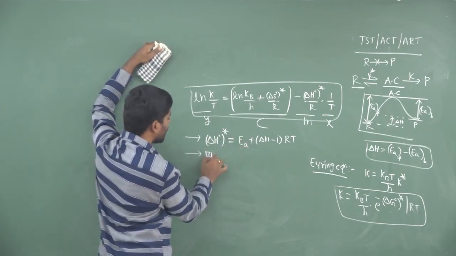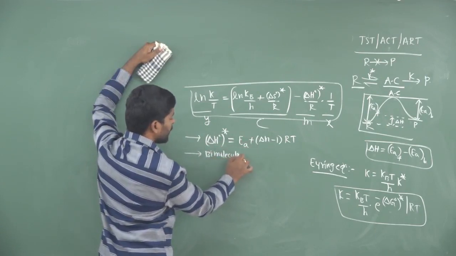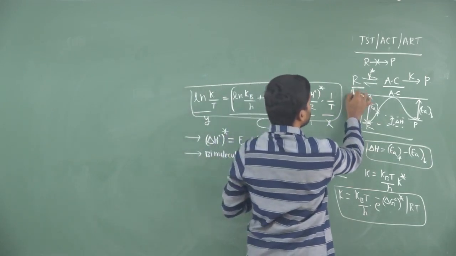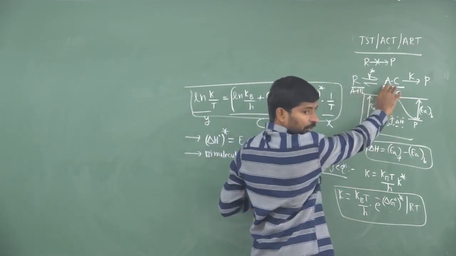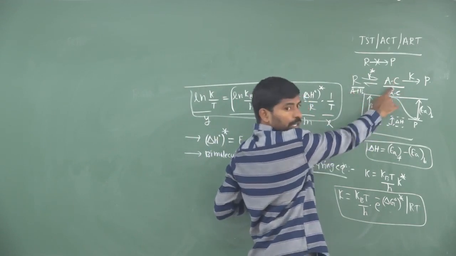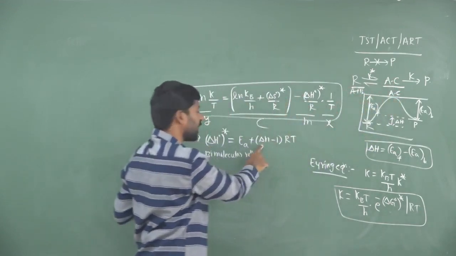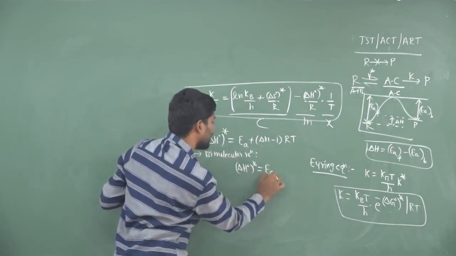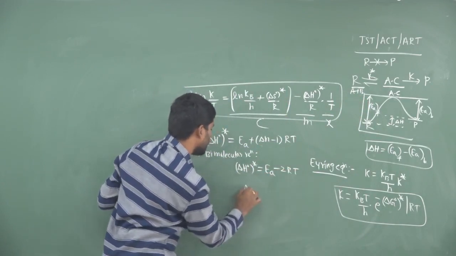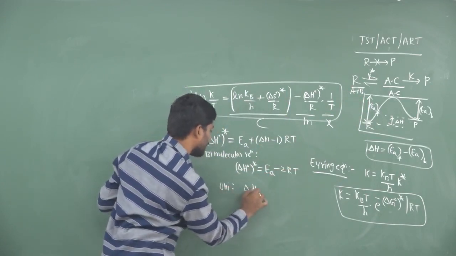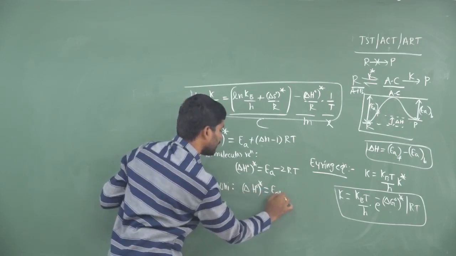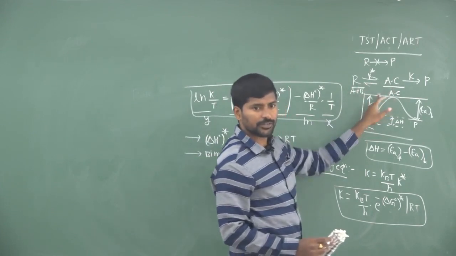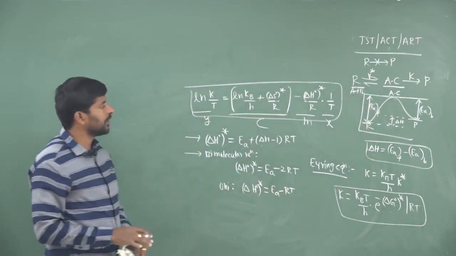If you take a bimolecular reaction, A plus B, two molecules, what about the delta n value? 1 minus 2, so we get minus 1. So for a bimolecular reaction, delta H naught star is EA minus 2 RT, and for a unimolecular reaction, delta n is 1 minus 1, which is 0, so delta H naught star is EA minus RT.